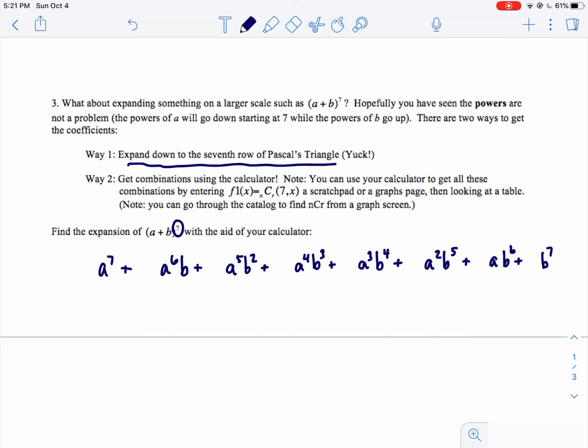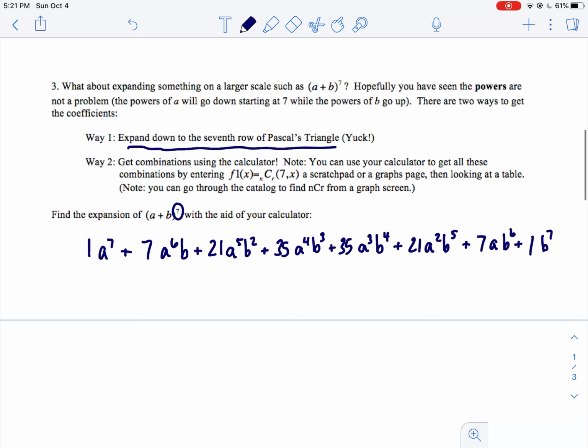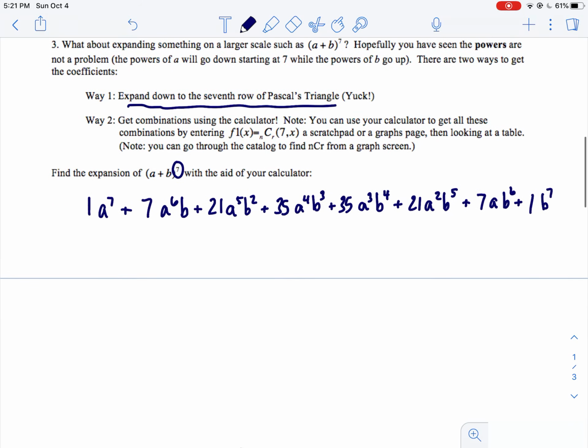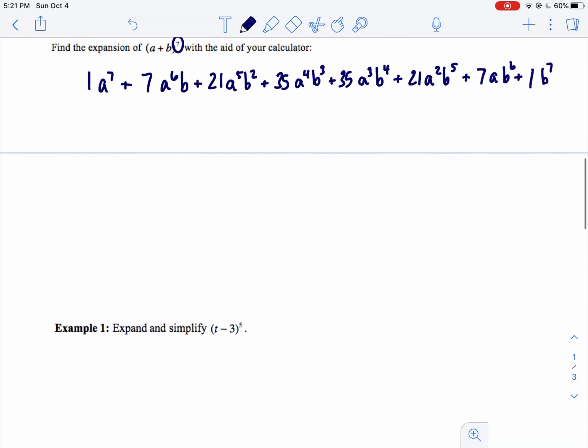The 7th row of Pascal's triangle was 1, 7, 21, 35, 35, 21, 7, 1. And there is A plus B to the 7th very quickly. Just imagine how long that would have taken to expand, right? And so we've got it just like that. Okay? So kind of another cool use of Pascal's triangle. So let's just take a look at a couple more examples of this.